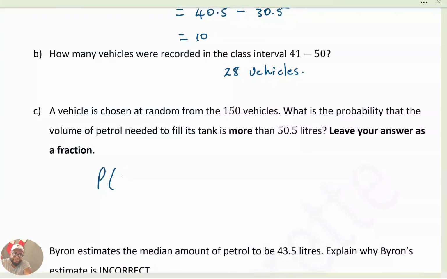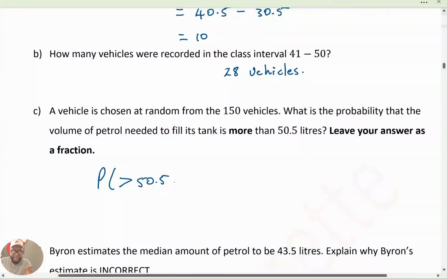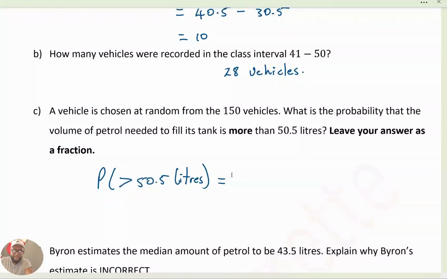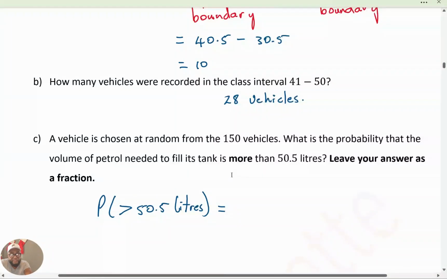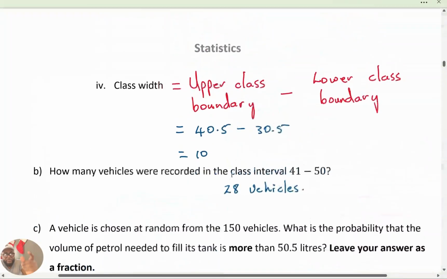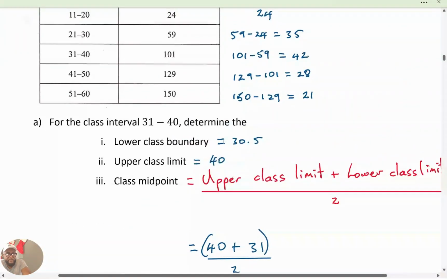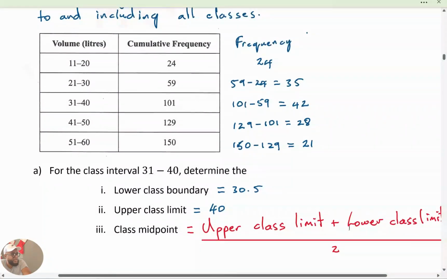So we want the probability of more than 50.5 liters, right? Greater than 50.5 liters. So the probability of getting a vehicle from the 150 vehicles that needs petrol of 50.5 liters or more would be how many vehicles? Who could tell me? Let me see who could figure that out. How many vehicles need 50.5 liters or more?